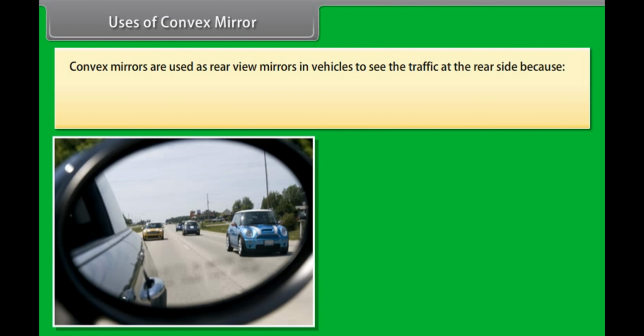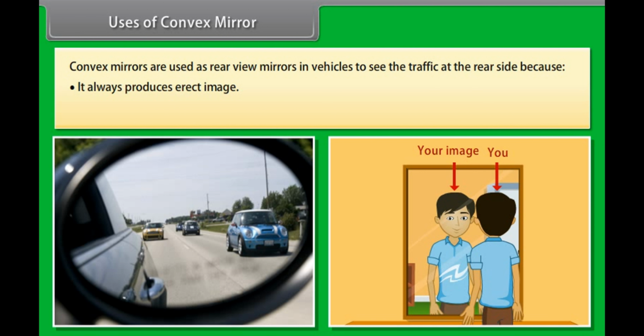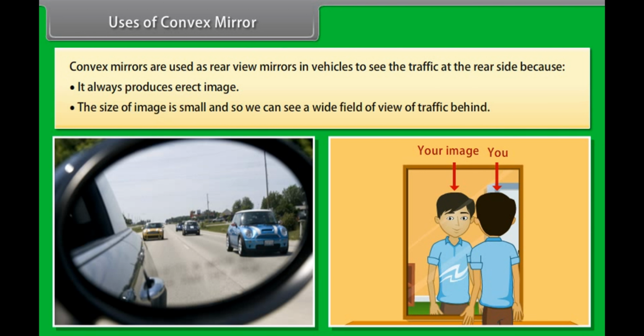Uses of convex mirror. Convex mirrors are used as rear view mirrors in vehicles to see the traffic at the rear side because they always produce an erect image. The size of the image is small, and so we can see a wide field of view of the traffic behind.